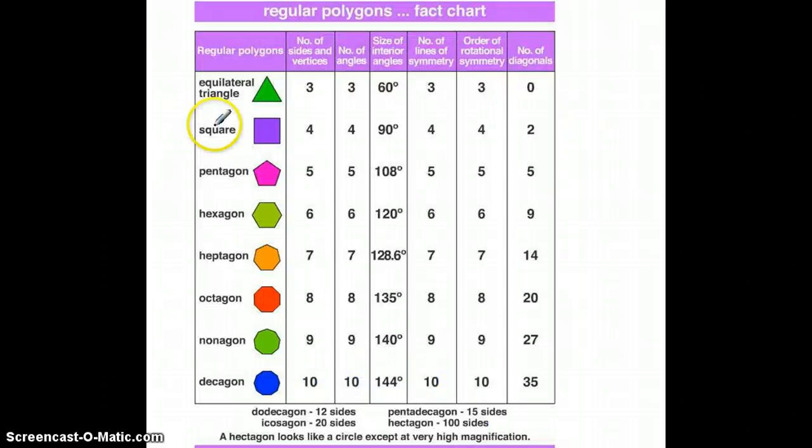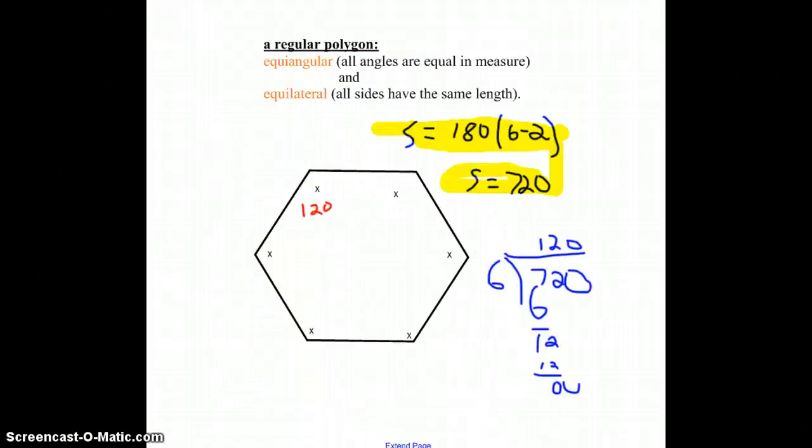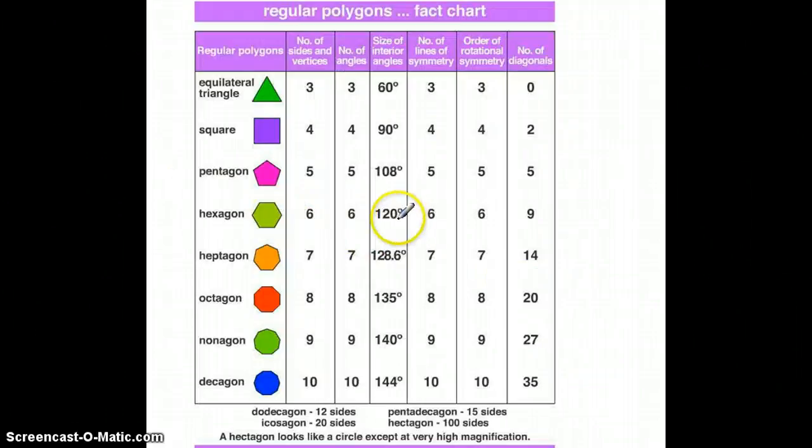Okay. Look, we have a chart here which you can refer to. If you look here, if you have an equilateral triangle, every angle is 60. A square is 90 degrees. These are all regular polygons. A regular pentagon is 108. We did a regular hexagon right here. Right? And we said every angle is 120. And there it is. Okay, so hope this video helps, and we'll do some practice problems in class.